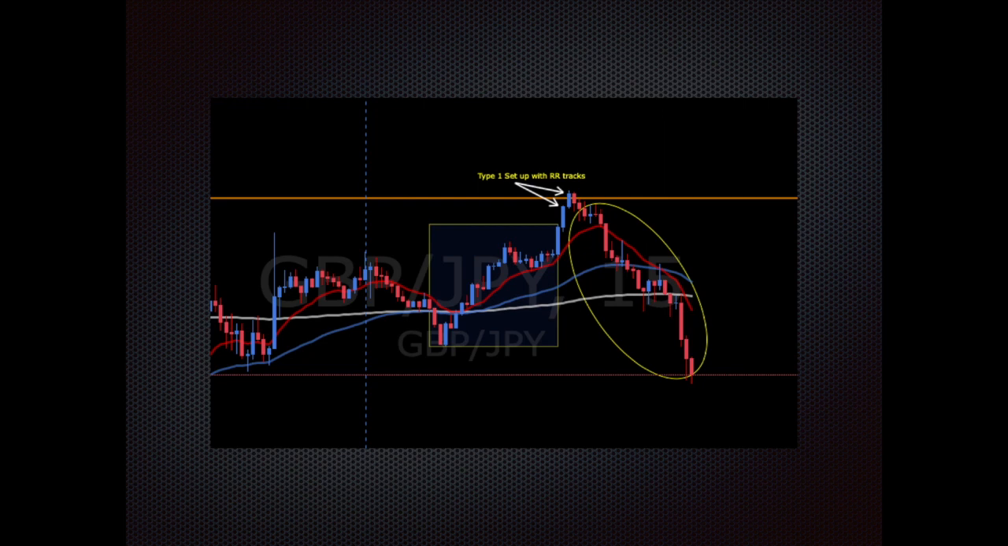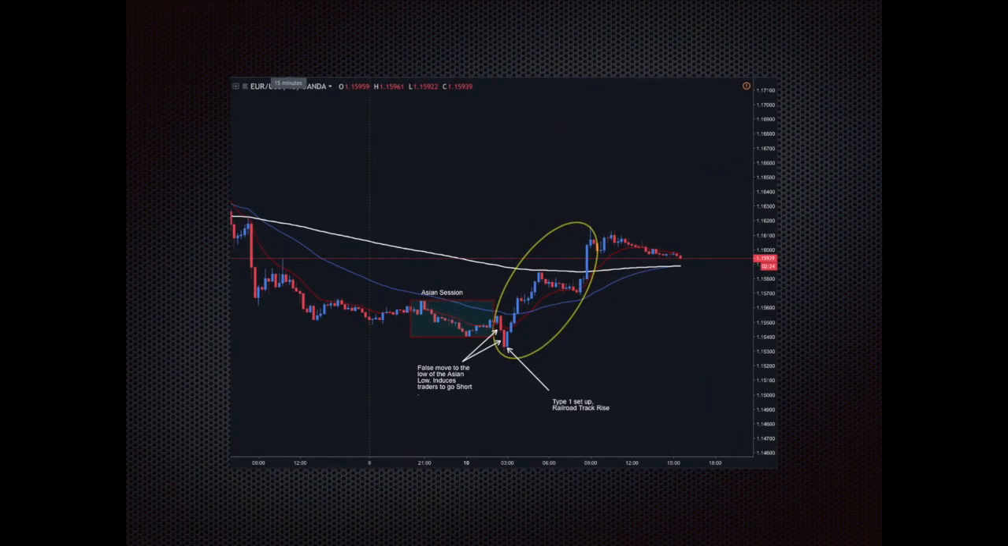All right, guys, so here's an example on pound JPY. We can see the Asian range, and the 2:15, 2:30, 2:45 candles. We get railroad tracks, boom, straight down. Next one here, Asian session, 2:15, 2:30, 3 o'clock, 3:15. I'm sorry, the 2:45 and 3 o'clock candles right here. Again, railroad tracks, boom, we move up.